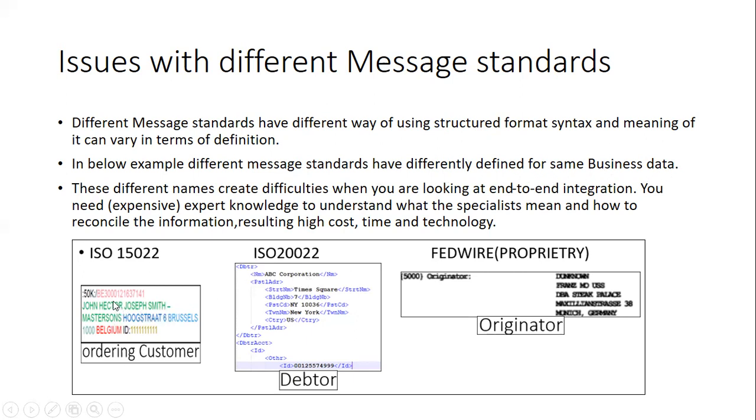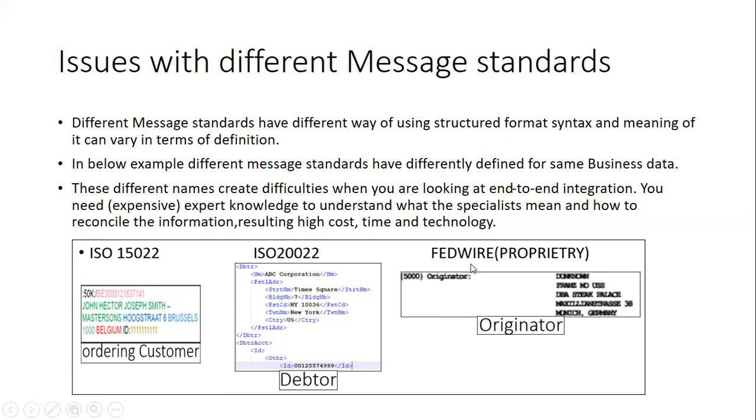For example, take ordering customer details. In ISO 15022, which is the SWIFT MT format, the 50K field carries the ordering customer details, that means the account number followed by the name and the address. Similarly, in ISO 20022, this is how it looks: it has a debtor element, and under that there are sub-elements, which are the structured name, street name, building number, postal code, town name, city, country, and the account number.